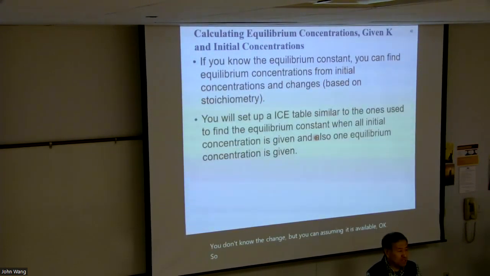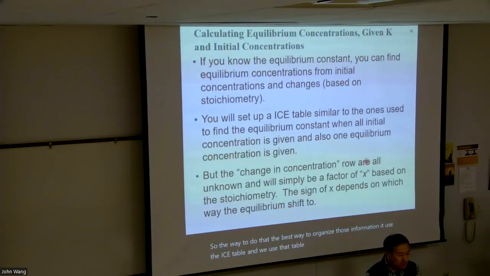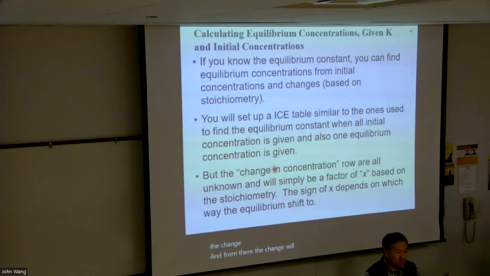The best way to do that is to organize the information, you use the ICE table. You used that table before, but here I will use it again. In that example, we use the ICE table, and we have one something, I think that one is the product. We use the concentration of the product as the unknown. From that example, we could calculate the change, and from that change, we get the equilibrium in the table. But here we don't know any of this concentration, so we cannot calculate a number for the change.